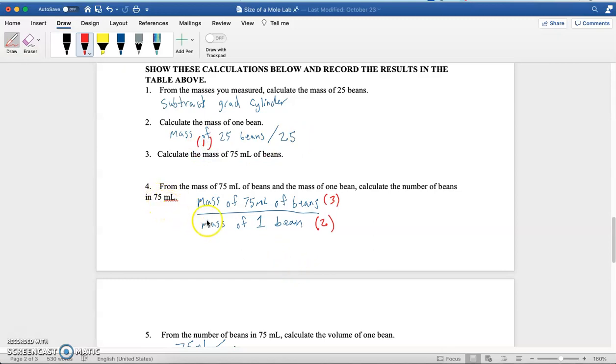Now for number 4, I have the hints here. You take your answer from number 3 divided by your answer from number 2. So the blue is a description. It tells you where you get the numbers from. So for number 4, you take your answer from number 3 divided by your answer from number 2.